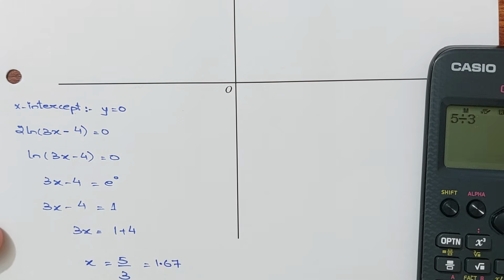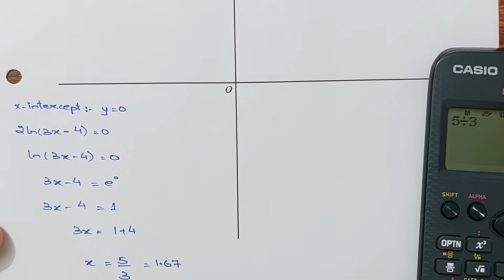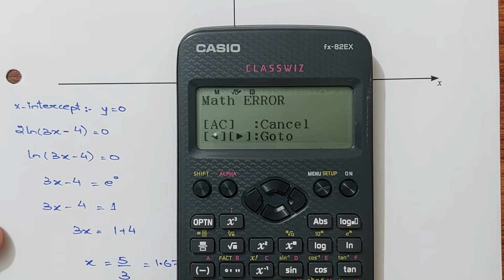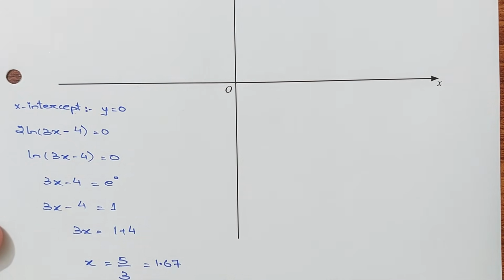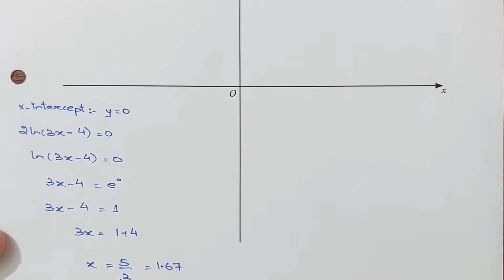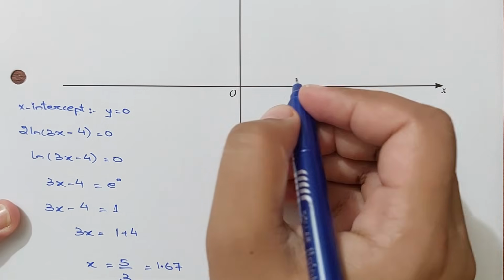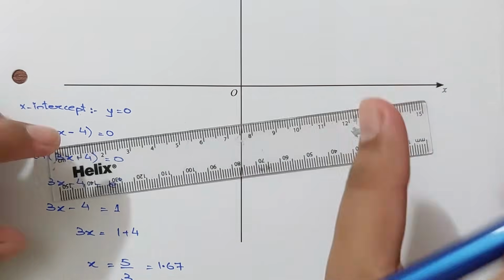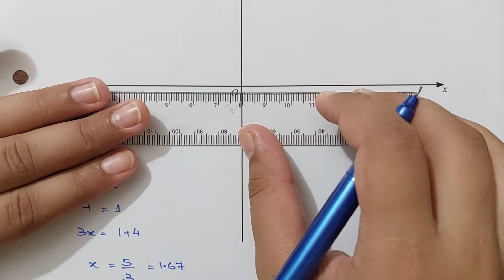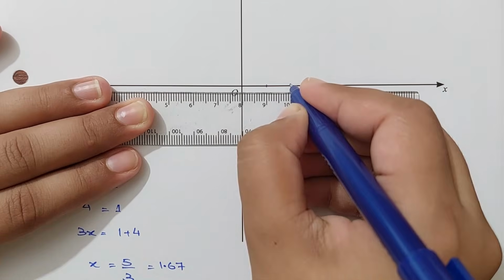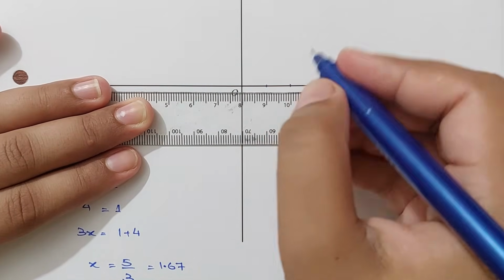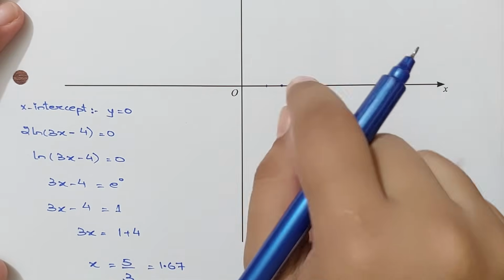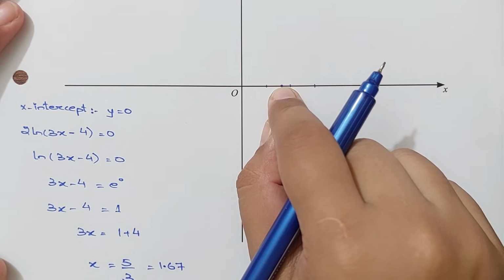So for the y-intercept, you have to put x equal to 0. So if I solve ln of minus 4, this is undefined. So there is no y-intercept, only the x-intercept is here. This is for f of x, right? So the x-intercept, let's say the one I can draw. Okay. This is 1, this is 2, 3, and so on. So 1.67 is the point closer to 2. This is the point, right? So the x-intercept is 1.67, right?